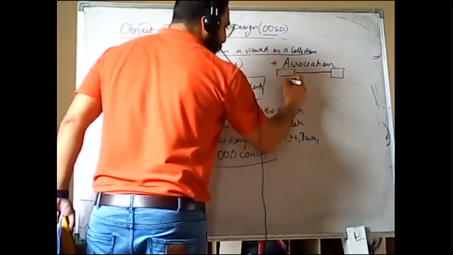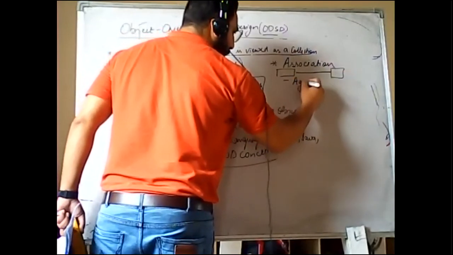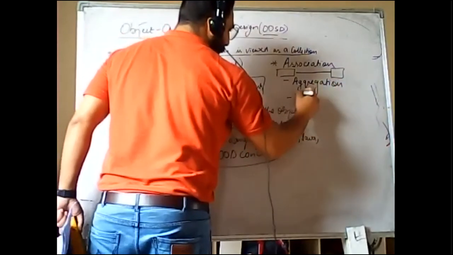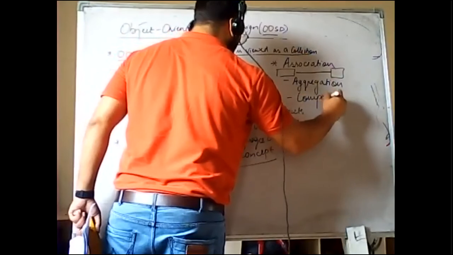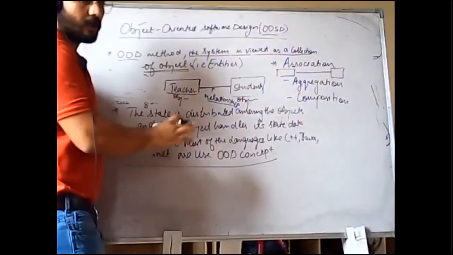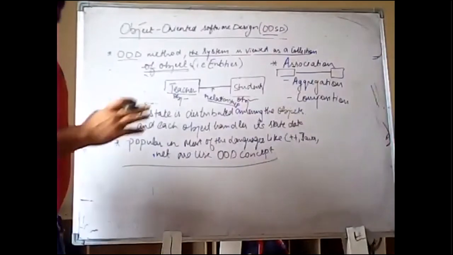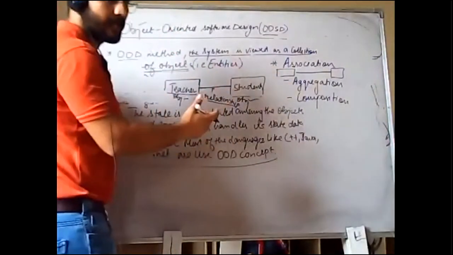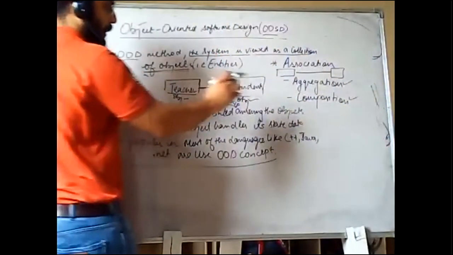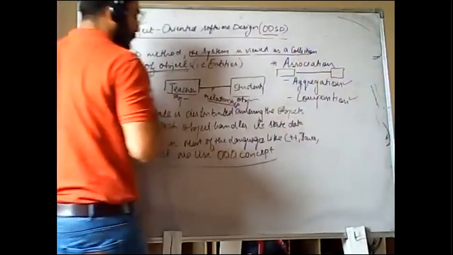In association, there are further two types of relationships: aggregation, and next is composition. These are also relationships between your entities, that I will explain when I draw the class diagram. Then we will use these aggregation and composition relationships. For now you only have to understand that they come under the association relationship.